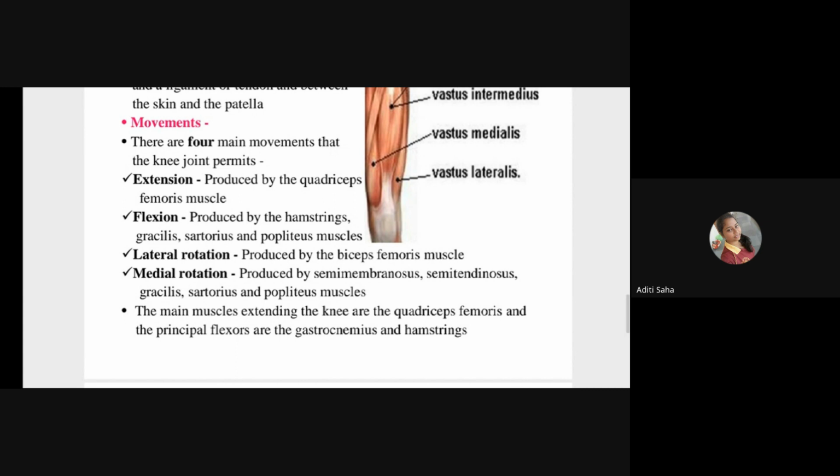You can feel that muscle, which is very prominent in football players or athletes. So the main muscle extending the knee is quadriceps femoris, and the principal flexor is gastrocnemius. So you got the concept. It means the muscles which extend the knee are from the thigh, and the muscle which flexes the knee is from the lower leg, right?